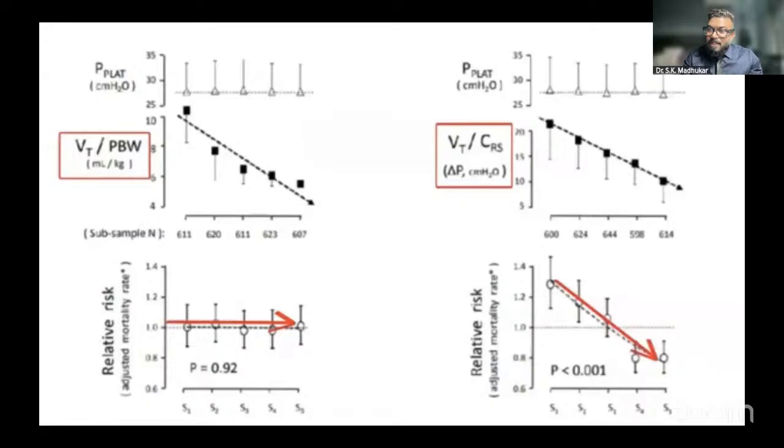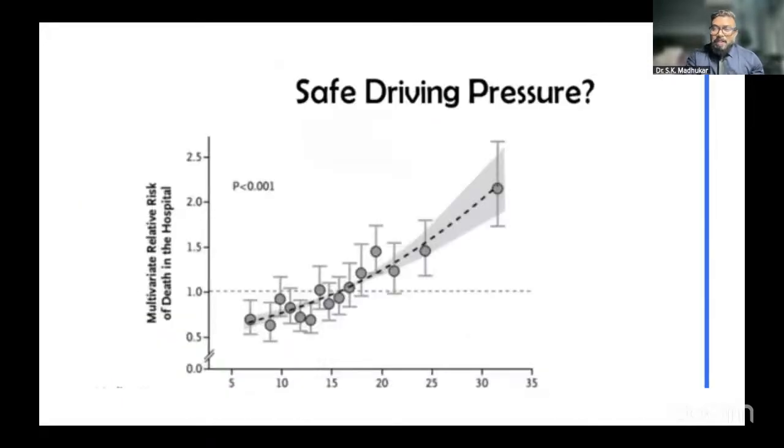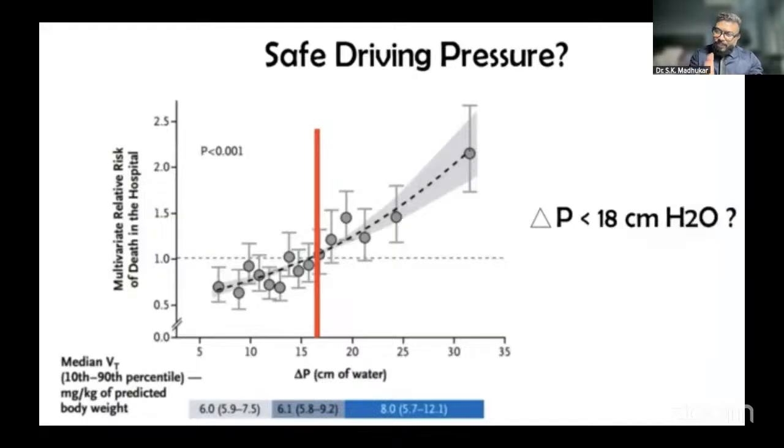And for the lung compliance, we have an idea of having driving pressure, and we know how we need to calculate it. But the point is, what is the safe driving pressure? We actually don't know what exactly the safe driving pressure is. But through the same study, we observed that if the driving pressure is above 16, then the mortality is high. So we want to keep the driving pressure below 16.